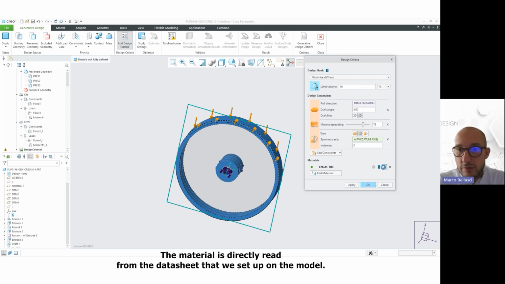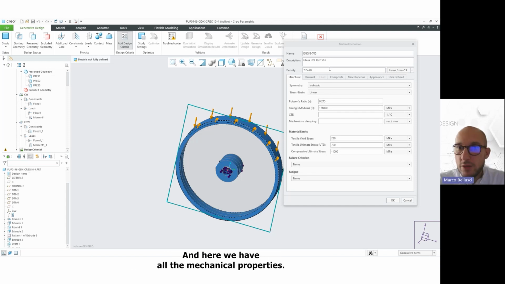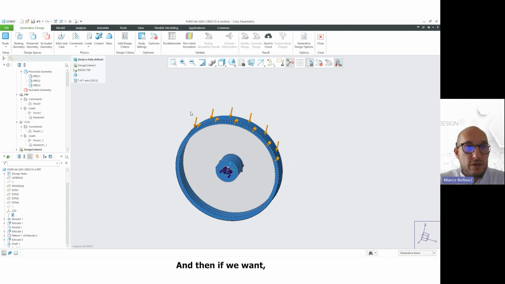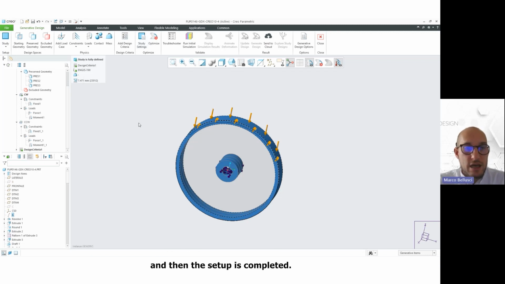The material is directly read from the datasheet we set up on the model. And here we have all the mechanical properties. And then if we want, we can also set up the fidelity of the study, that is a compromise between speed and detail. And then the setup is completed. I only have to start the optimization.